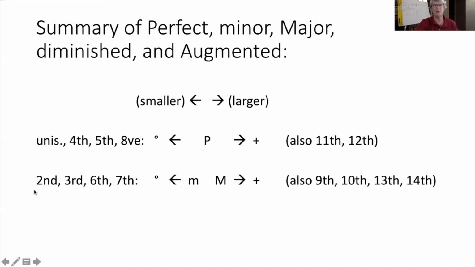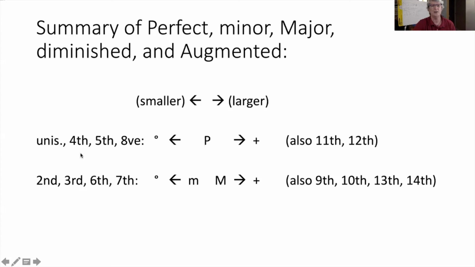Then in the second line, there's the other category of intervals that we've started to talk about, which includes not only seconds and thirds, but also sixths and sevenths. It also includes their compounds, the 9th, the 10th, the 13th, and the 14th. Here in the middle, we have the smaller size minor and the larger size major. If we go even smaller than a minor interval, we get a diminished interval. So all of these intervals could be diminished. And then if we go even bigger than major, we would get an augmented interval.